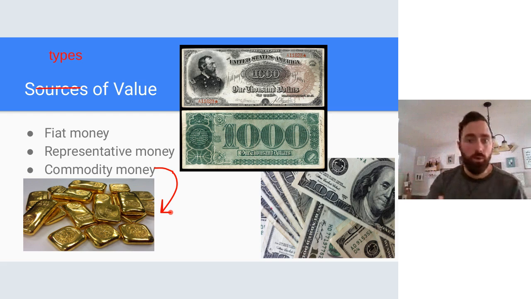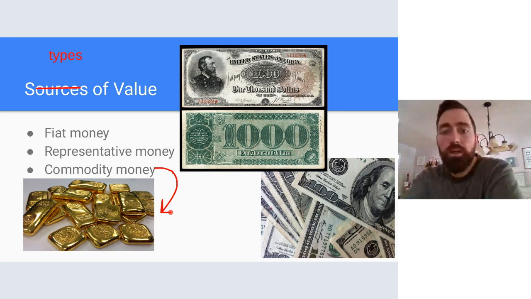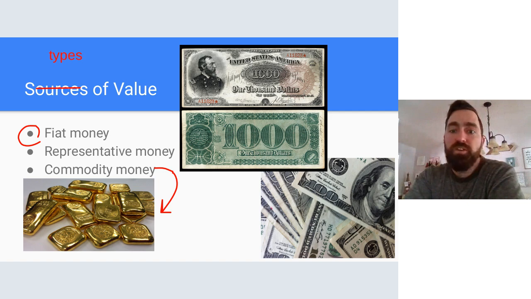Gold, that's commodity money. Again, a much more common form of money hundreds of years ago. Today, that form of money has mainly been replaced by fiat money.